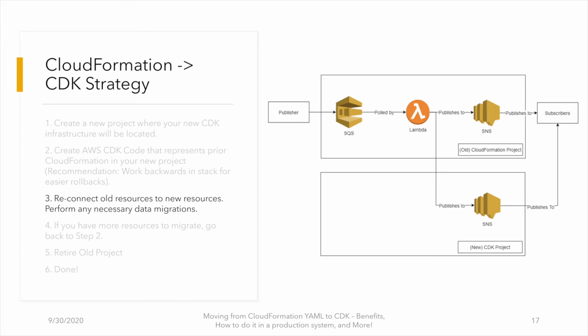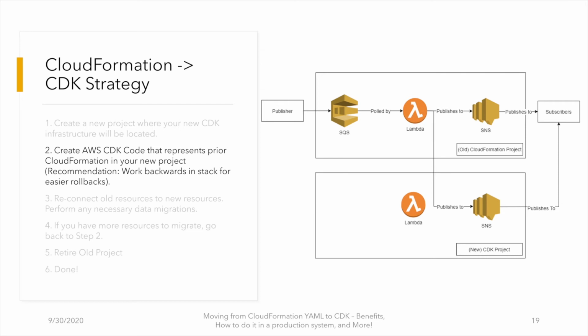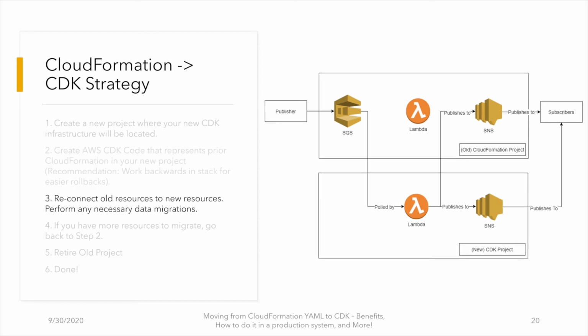Because we already have subscribers on the old SNS topic, we may need to update the Lambda to support multiple outbound SNS topics until we have all the subscribers moved to this new topic. Step 4, we just started, so we're going back to step number 2. Step 2, the next infrastructure we'll want to port over is our AWS Lambda.